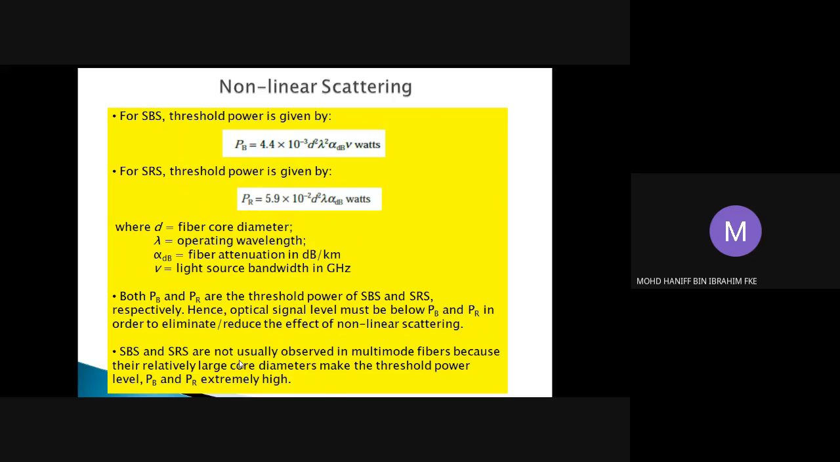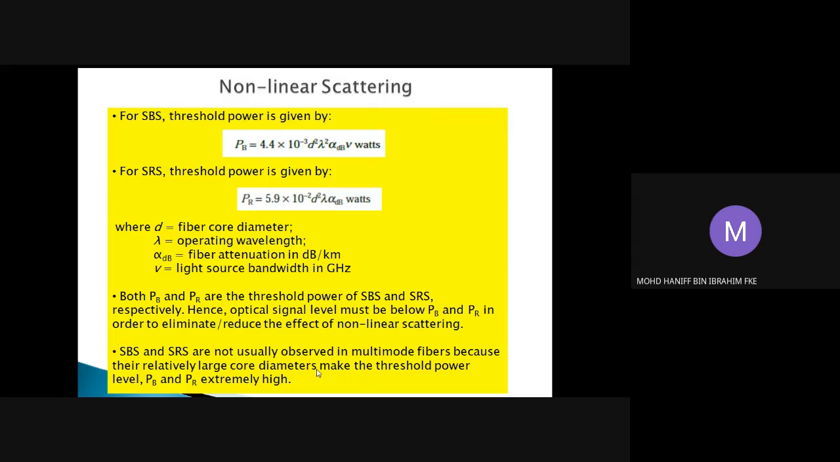I did mention here that SBS and SRS are not actually observed in multi-mode fiber. We mentioned in the previous slide that the effect is severe in single mode fiber, not in multi-mode fiber, because of the large core diameters. D is the fiber core diameter. We learned in chapter 2 that for multi-mode fiber, the core diameter is about 60 something or 80 something micrometer, which is quite big. So for that insertion of core diameter in this equation, the value of threshold power, PB and PR, will be extremely high.